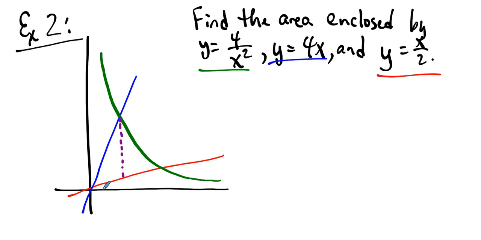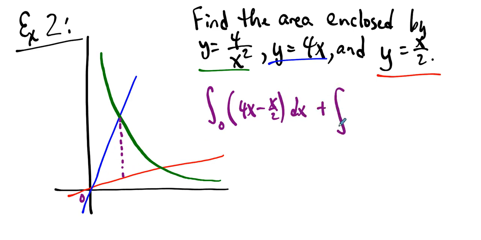sub-intervals. So we're going to do an integral from 0 to wherever this is of blue minus red, because we integrate top minus bottom from left to right. And then we're going to do an integral from wherever this is to wherever that is of top minus bottom dx from left to right.